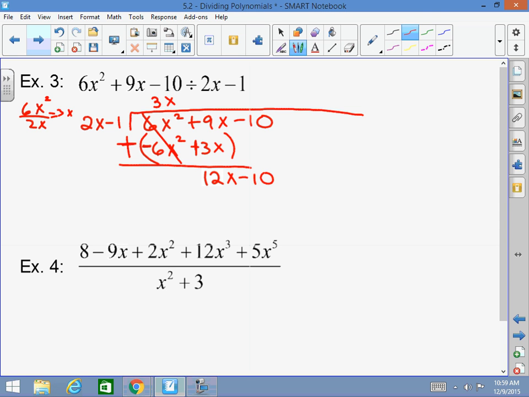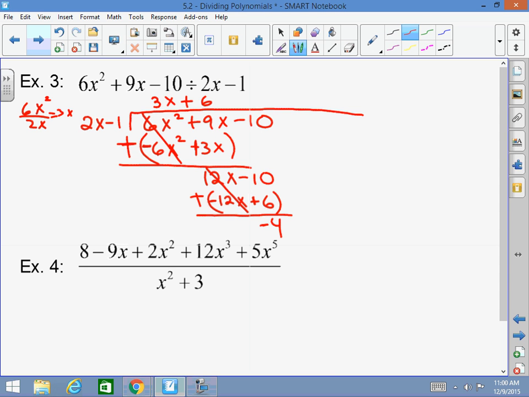How many times does 2x go into 12x? Positive 6 times. Subtract the product. What's 6 times 2x? 12x. 6 times negative 1 is negative 6. Distribute this negative. That becomes negative, that becomes positive. These cancel. If that does not happen, all due respect, you messed up. Negative 10 plus 6 is negative 4.